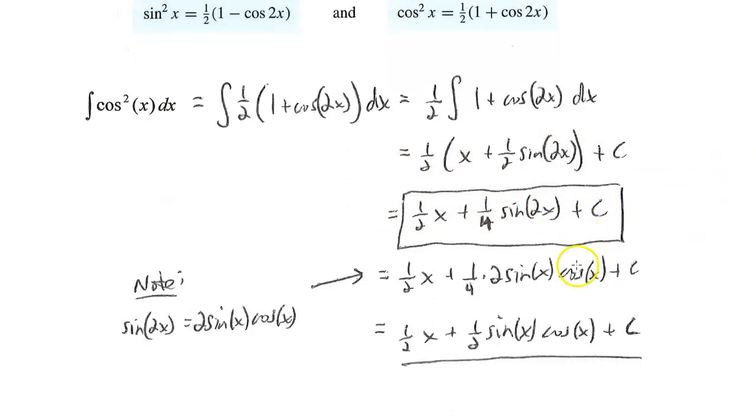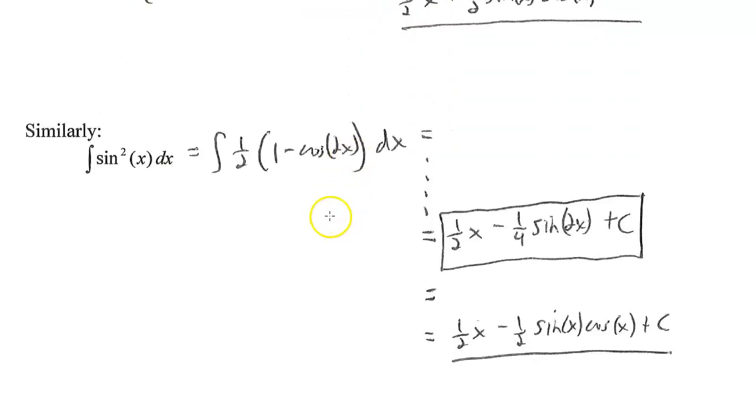Now, one other thing I want to point out is sometimes you'll see the integral of cosine squared written a different way, written in this way down here, and it turns out this answer is equivalent to this, and the reason is that sine 2x, there's a trig identity for sine 2x that says it's equal to 2 sine x cosine x. Okay, so if you write sine 2x as 2 sine x cosine x, then the 1/4 and the 2 become a 1/2, and so sometimes this is the way that you'll see the integral of cosine squared written like this. Okay, but either way is perfectly fine.